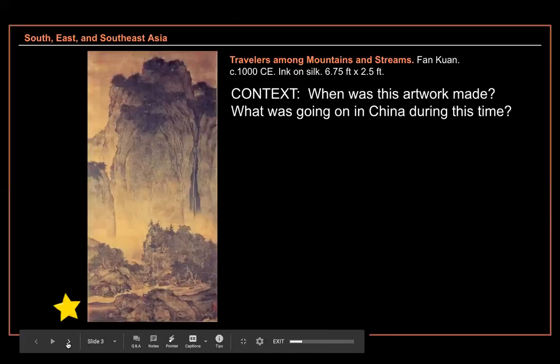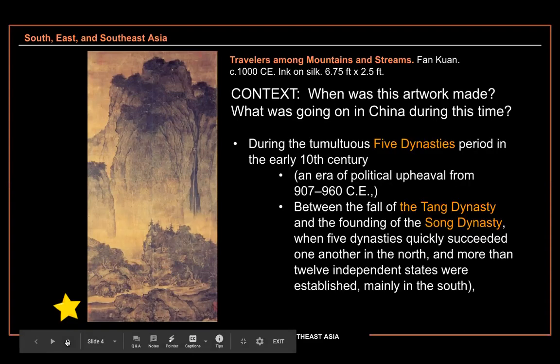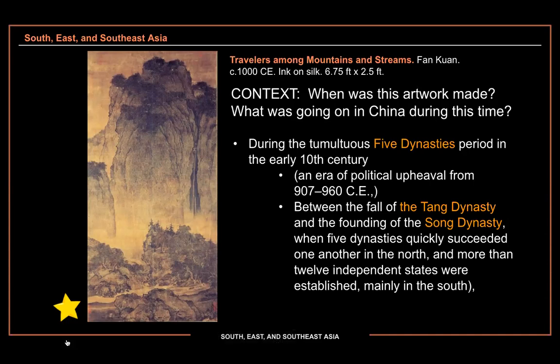Okay, so we're going to take a little bit of time to look at some Chinese painting today. And so we're going to look at the time in which it was made. So thinking about, this is made in 1000 CE, what was going on in China when this was made? Okay, so this was done during the 5 dynasties period of the 10th century. And this kind of falls in between the fall of that Tang dynasty, which we just saw, right? Which we know was like mega powerful, a great patron to the arts.